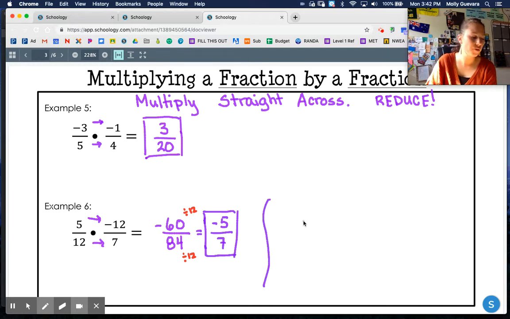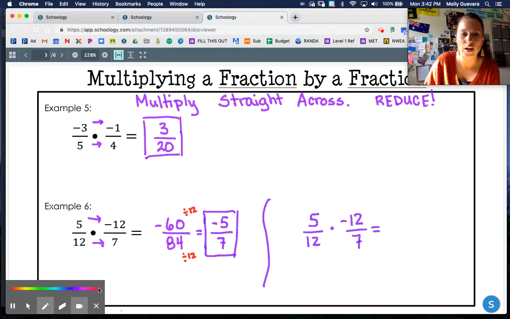I am going to show you another way here. And I just want to point out, if this way that I'm about to show you makes sense to you, you can do it this way. But if what I show you right now doesn't make any sense, then you don't have to do it this way. You can do it how we just did over here, okay? But I'm going to rewrite this problem. So 5 over 12 times negative 12 over 7. And so we can do what we call cross cancel.